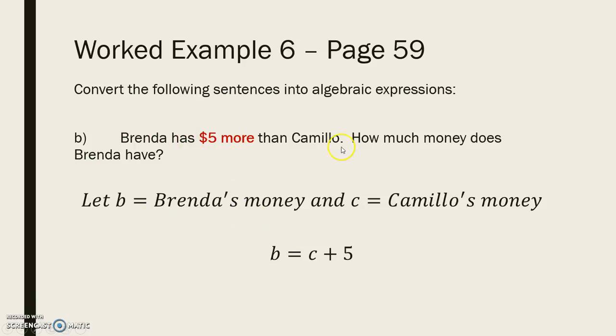So let's take the two variables. We don't know how much Camillo has. We don't know how much Brenda's got. Brenda we'll call B. C we'll call Camillo. And we know that Brenda has Camillo's amount plus 5 more. So C plus 5.